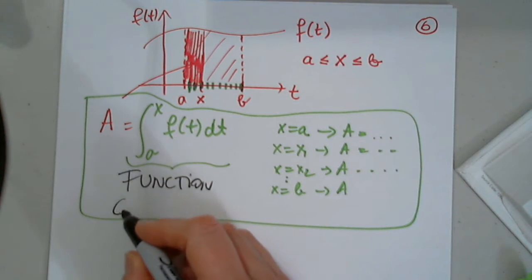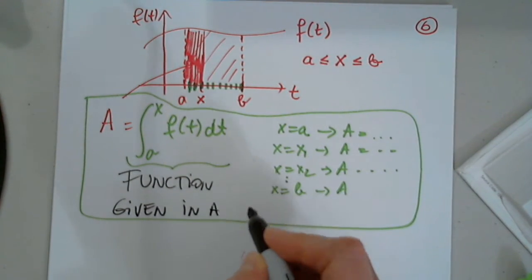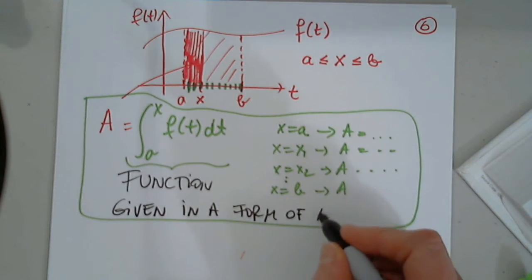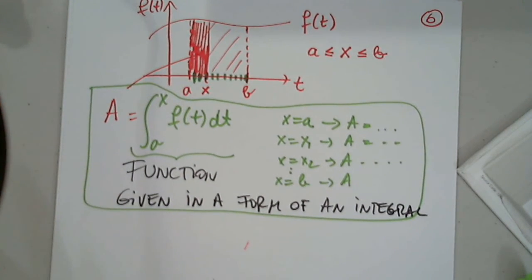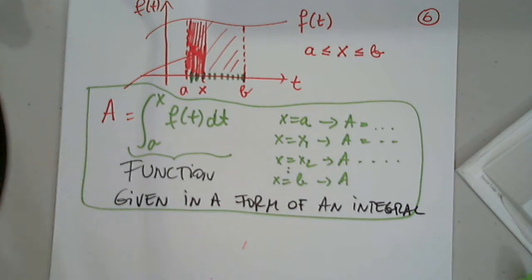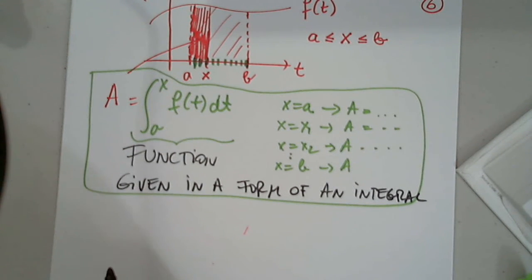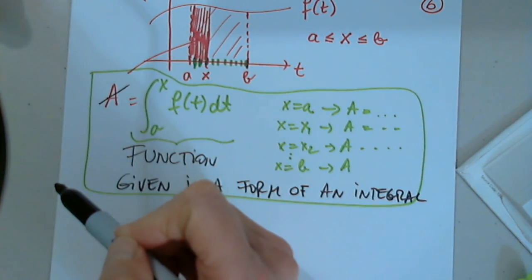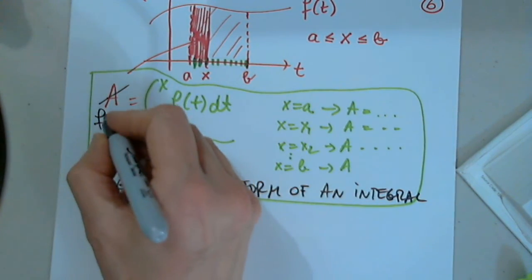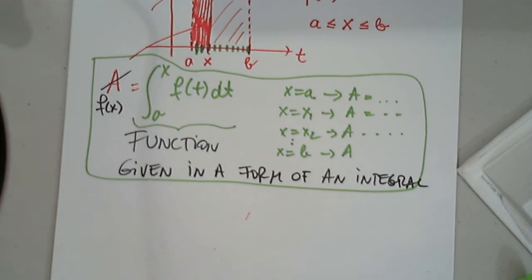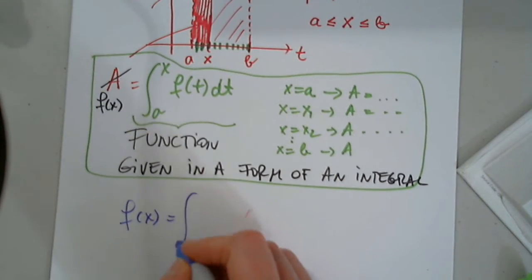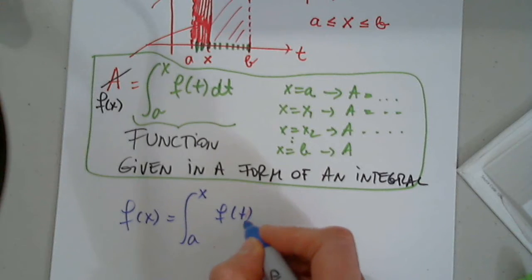Was it Josh? Yeah. Given in a form of an integral. We cannot evaluate the integral. We will never be asked to evaluate the integral. We will be asked to find the derivative of that. So because it's a function, I will no longer call it a. I will call it f of x. Exactly. So the function is f of x because it's a function. It's the integral from a to x of f of t dt.